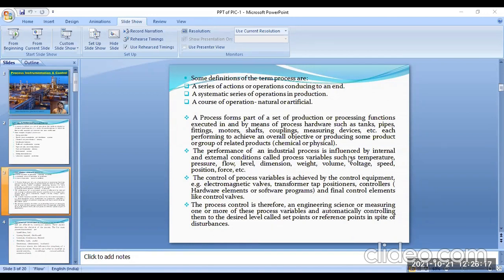In process industries, the control variable, that is the process variable, is achieved by control equipment, for example electromagnetic valves. This is one example of the different types of valves we use in process industries. We also use transformer tap positioners and different types of controllers. In the controller part, there are two units: one is the hardware unit, and the other is the software unit.